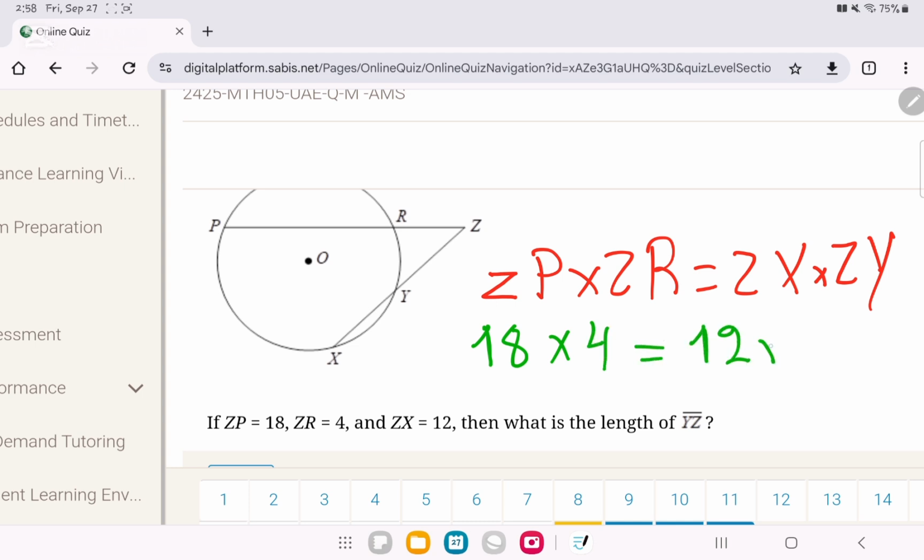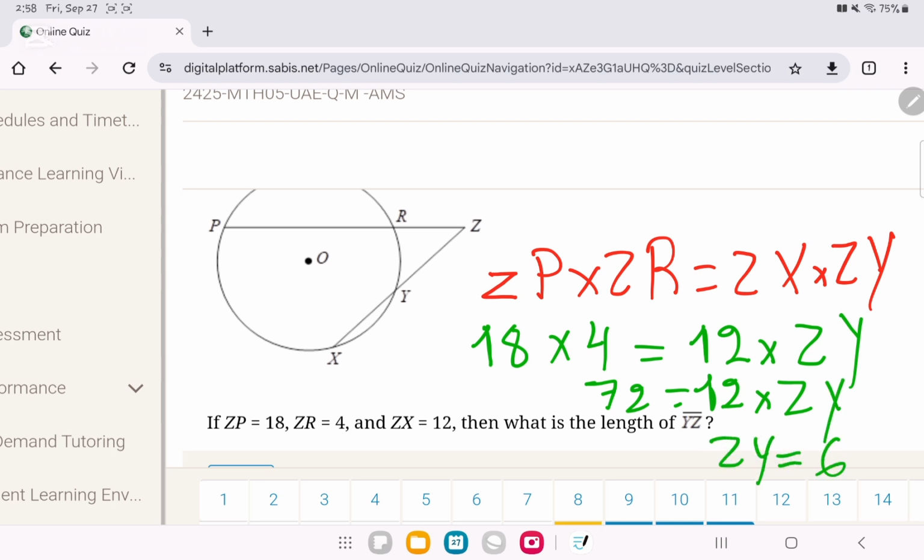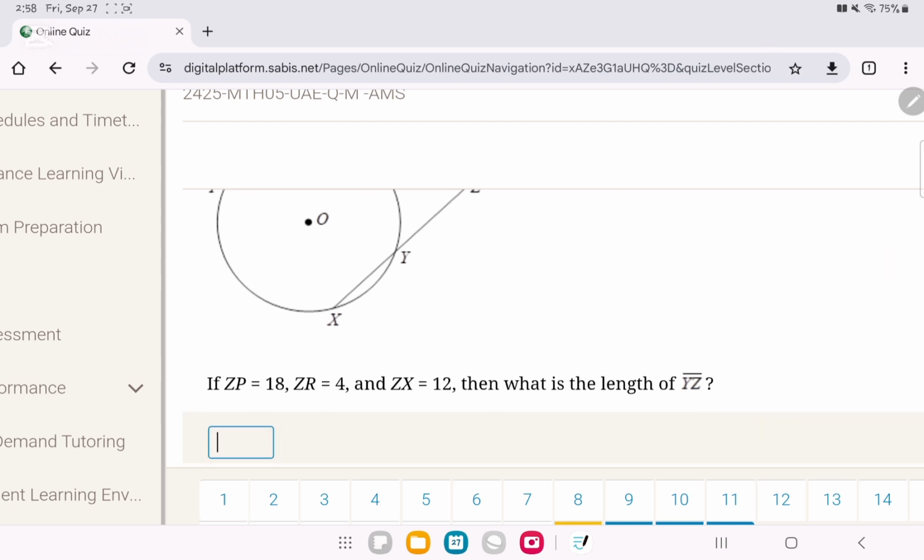ZX is 12, so they need the length of ZY. So 18 times 4 is 72. 72 is equal to 12 times ZY. So then ZY is equal to 6. So here the answer is 6.